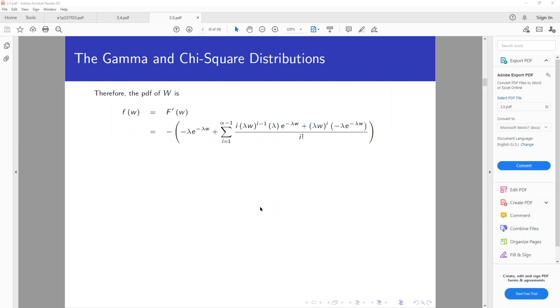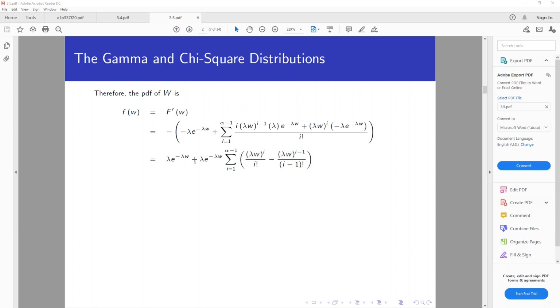Then everything else, when i goes from 1 to alpha minus 1, we're going to have to do a product rule. Okay, so here is the derivative when i was equal to 0. We didn't have a lambda w term. Here is the derivative using the product rule for the top. So we had lambda w to the i, e to the minus lambda w. So here we're using chain rule to take the derivative. Here we're also using chain rule to take the derivative. And now the rest of it's just algebra to try to simplify some things and make it look pretty.